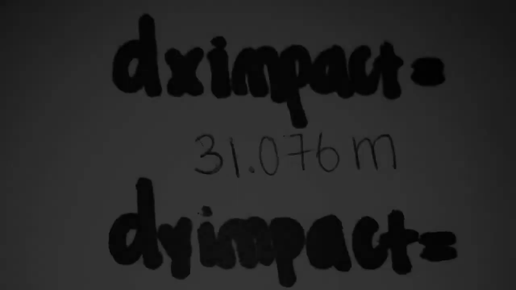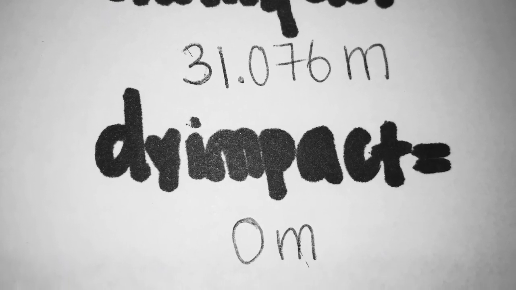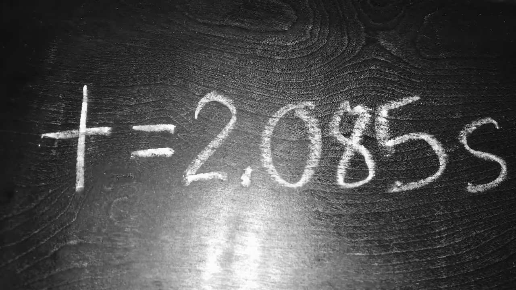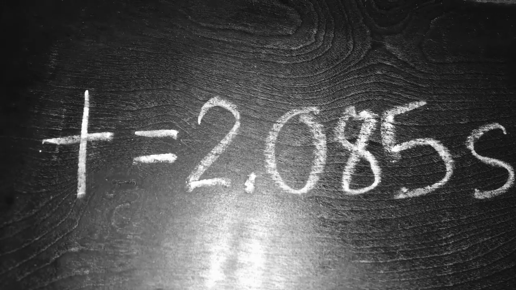Now we know that the total horizontal displacement is 31.076 meters and the total vertical displacement is 0 meters. We also know that the time it took for the ball to be thrown and caught is 2.085 seconds based on the video.